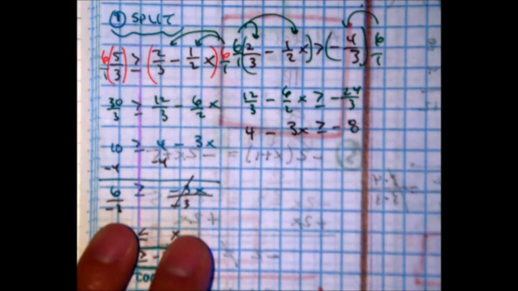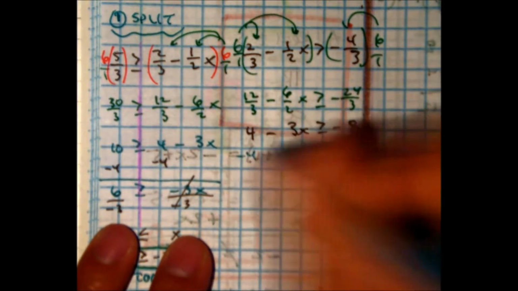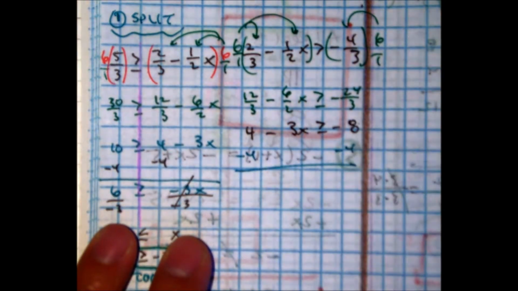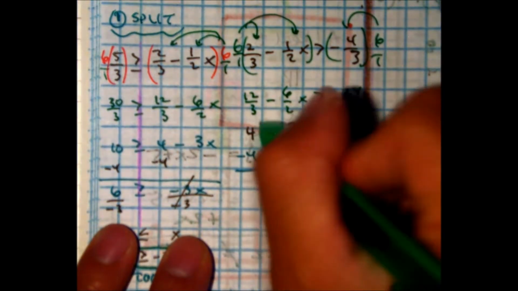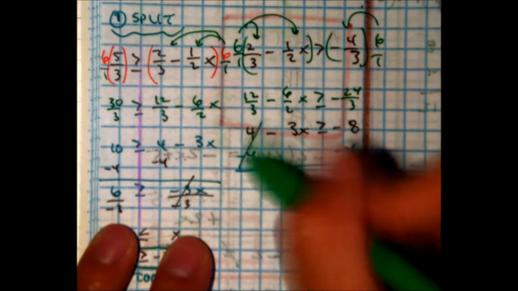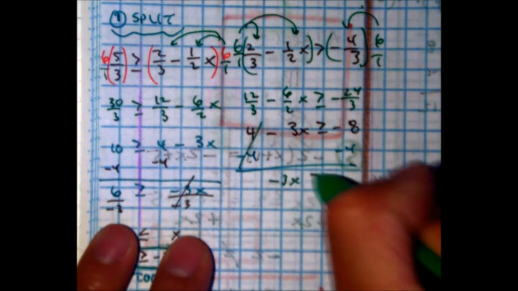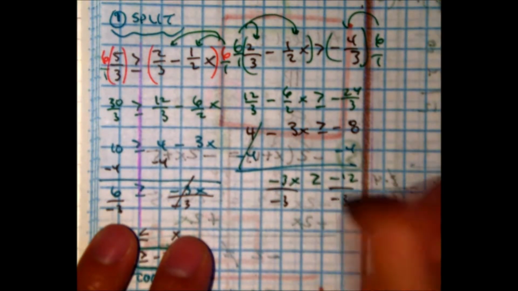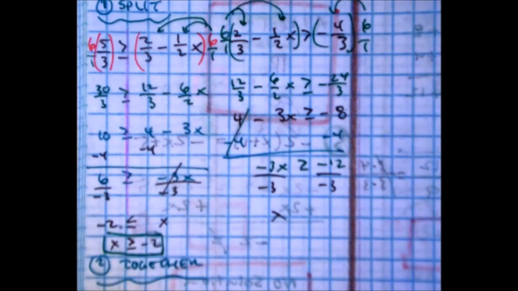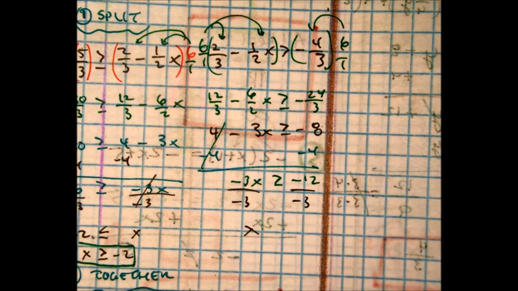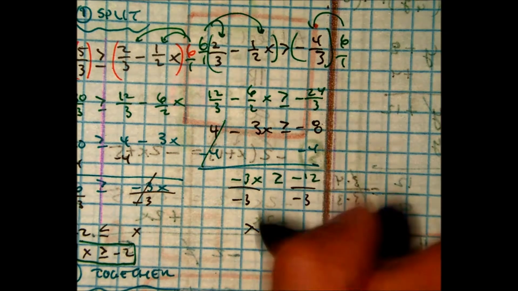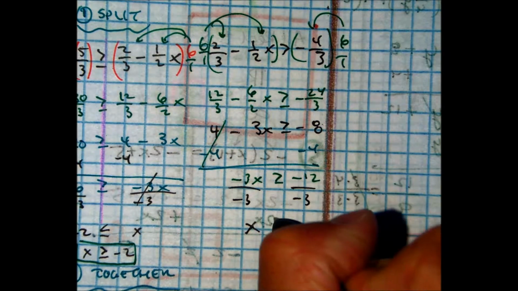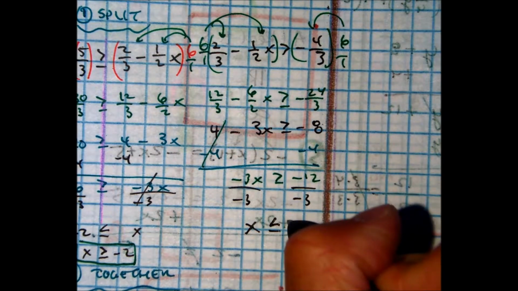And then I'm just going to solve the inequality. Subtract 4. That equals 0. So this canceling here equals 0. I have negative 3x greater than or equal to negative 12. Divide by negative 3. Class, x what? Less than or equal to what? 4.